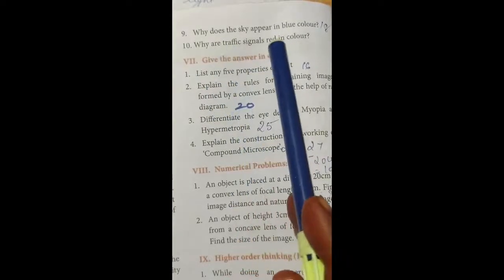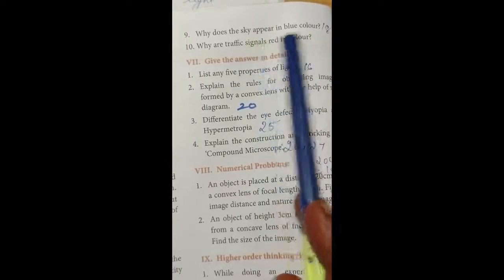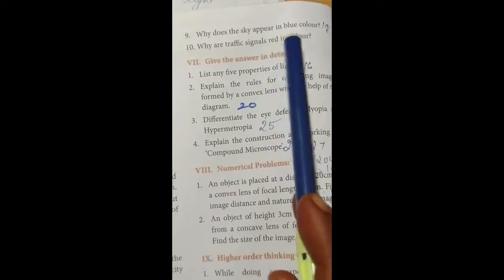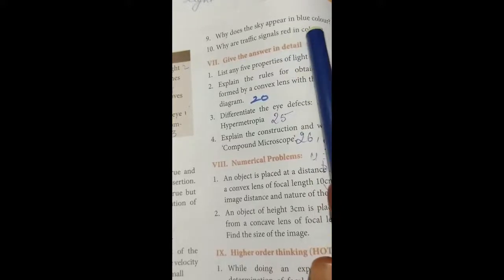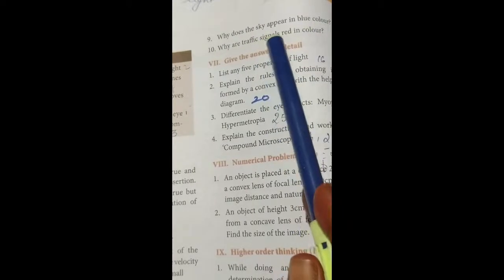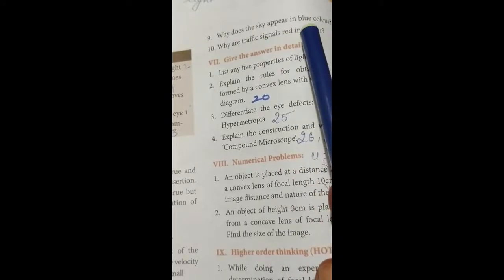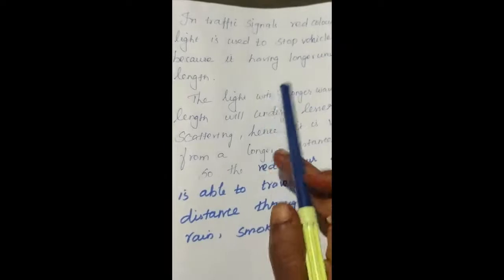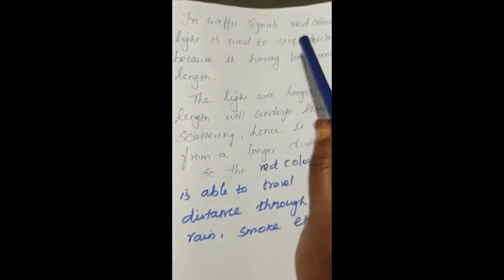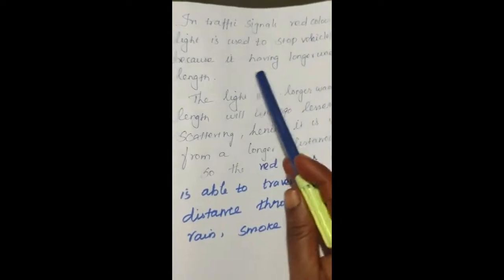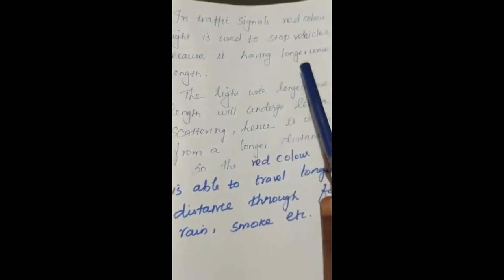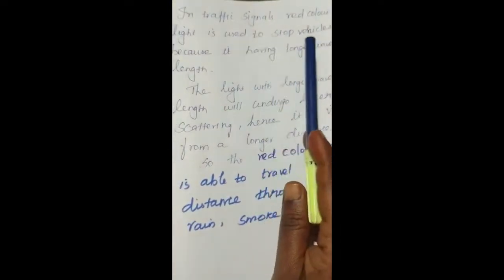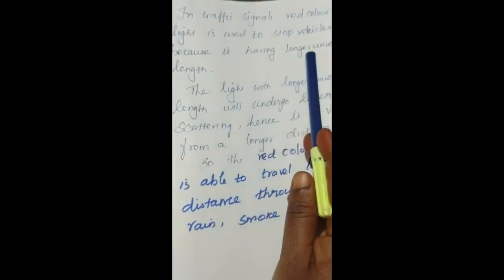Why are the traffic signals red in color? You all know that the red color light is used to stop the vehicles. What is the reason? This one I will give the notes. Now you have to take your class note and write this answer. Why are traffic signals red in color? Write down this answer. In traffic signals, red color light is used to stop vehicles because it has a longer wavelength. This is the first point.